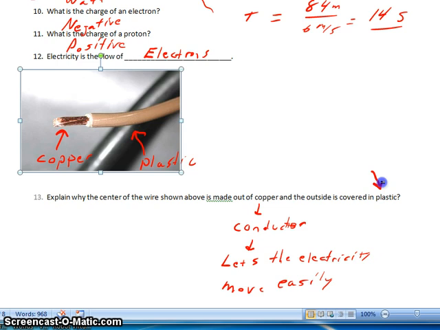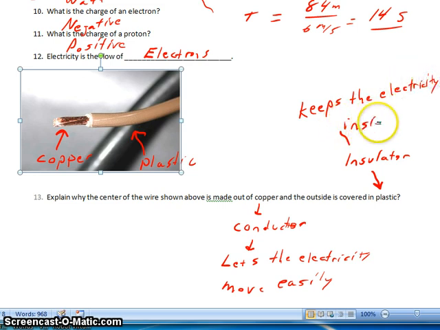The plastic is an insulator. And what does that insulator do? An insulator does not let electricity move through it. So the insulator keeps the electricity inside the wire. So on a test question here, we'd really want to focus that the word is conductor for copper, and the plastic is an insulator, right? And then explain what those are.